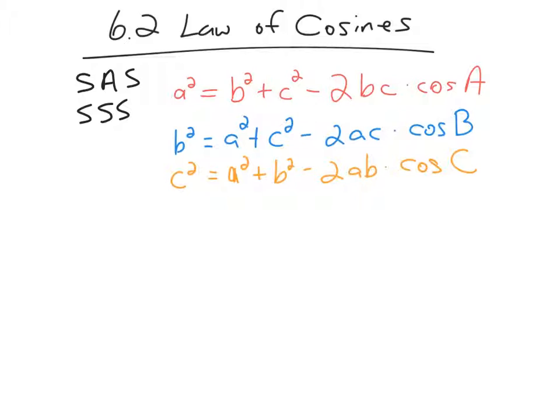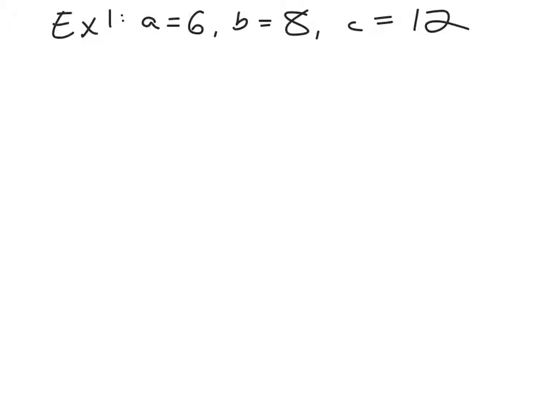So we're going to look at two examples today, one doing an SAS style and one with an SSS style. They're going to be similar, but there are some small differences. For the first example, we're going to look at an SSS scenario. Let's say A is equal to 6, B is equal to 8, and side C is equal to 12. Our job here is to find all three of the angles that are missing.